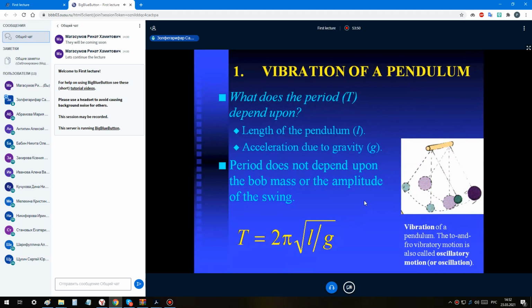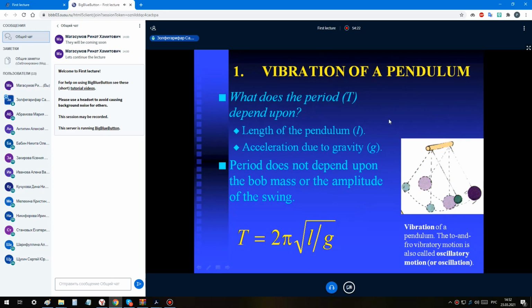This slide shows the schematic shape of the vibrations of a pendulum, the to and fro vibratory motions, also called oscillatory motion or oscillation. You can see it in this slide.